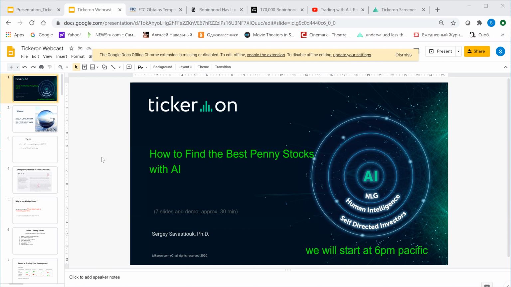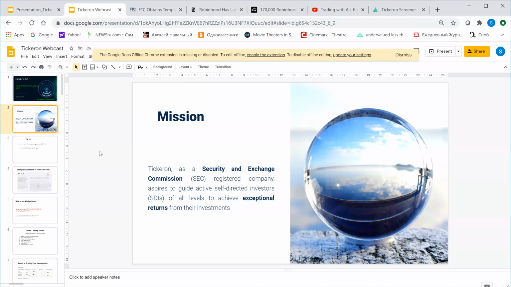My name is Sergey Savastuk. I have a PhD in applied mathematics. I used to teach at Santa Clara University here in Silicon Valley, and I've also been trading a lot, studying different companies. Now I'm leading Tickeron.com. Tickeron.com is an SEC registered company, so that means we cannot tell you any BS, which can be told to you by other companies, and you can read our ADV Part 2 form.